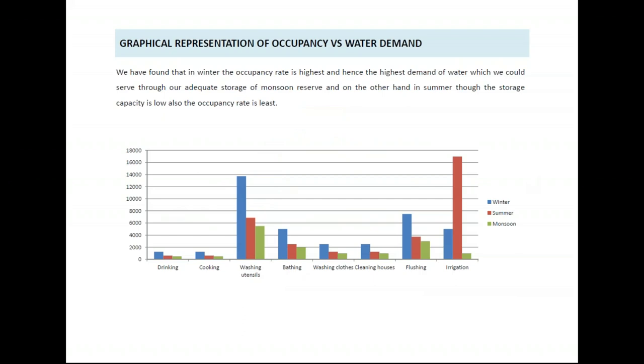This is the demand and availability of water resource in our project. We have found that in winter, the occupancy rate is highest and hence the highest demand of water, which we could serve through our adequate storage of monsoon reserve. On the other hand, in summer, though the storage capacity is low, the occupancy rate is least. So our occupancy level as well as consumption level has been rightly matched with our storage capacity or availability of water. So this seasonal demand has perfectly fit our harvested water resource.